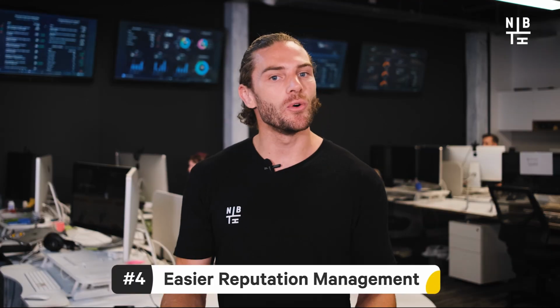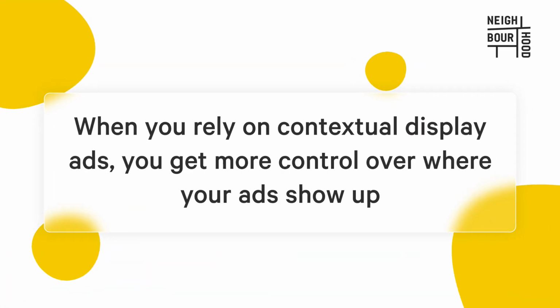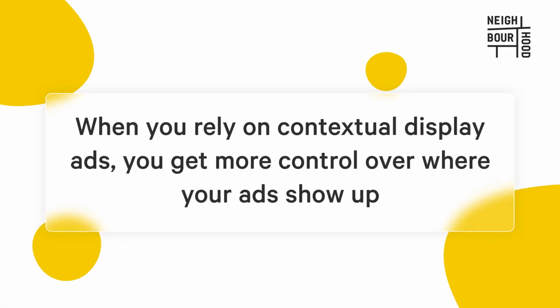Behavioural advertisers don't just have to worry about protecting themselves from a legal standpoint. They must also consider their reputation. It's not uncommon for a brand's advertisements to appear in dubious environments, such as on web pages for adult or extremist content, because of the user's previous online behaviours. This issue can be particularly troubling if you don't want your brand associated with this questionable internet content. When you rely on contextual display ads, you get more control over where your ads show up.